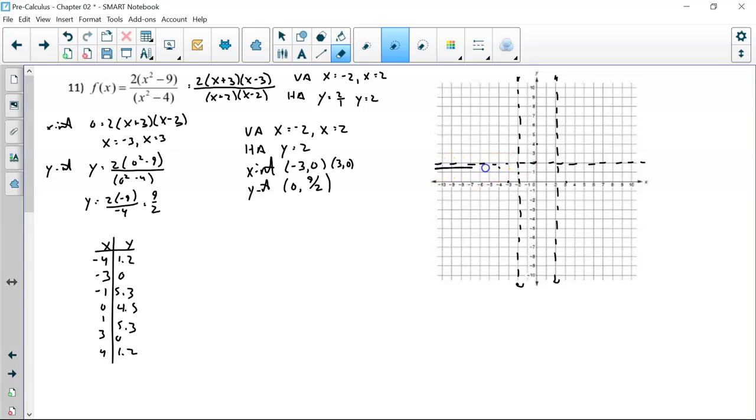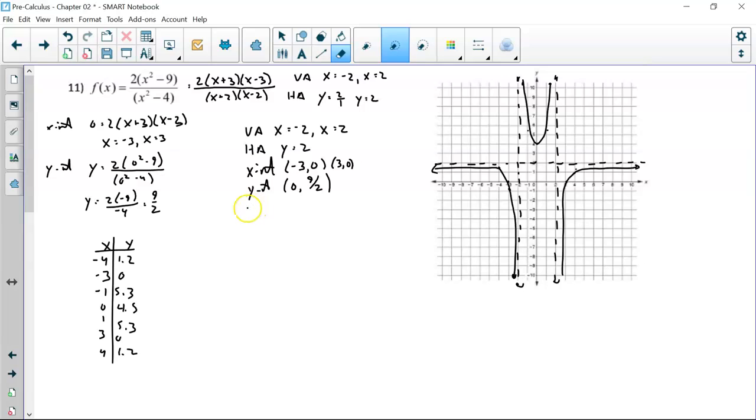So the left-hand side looks like this. On the inside, got a little parabola going on the inside there. And on the right-hand side, it looks like this. So there is our graph.